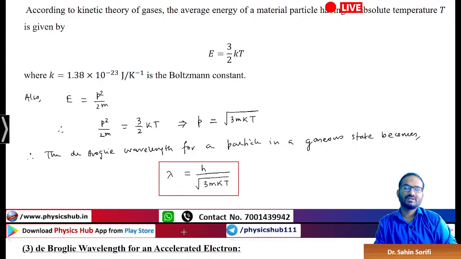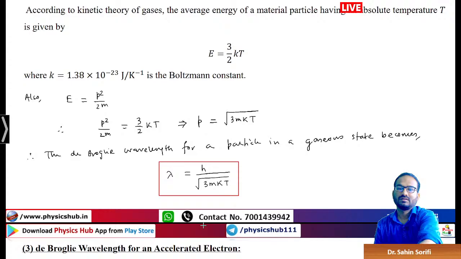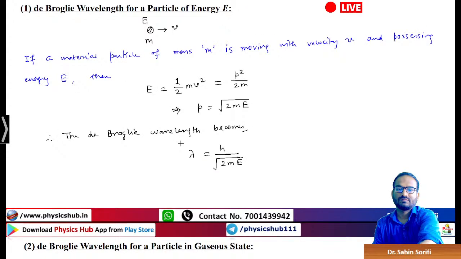So this is the de Broglie wavelength for a particle in a gaseous state, and this was the de Broglie relation for a particle with energy E.